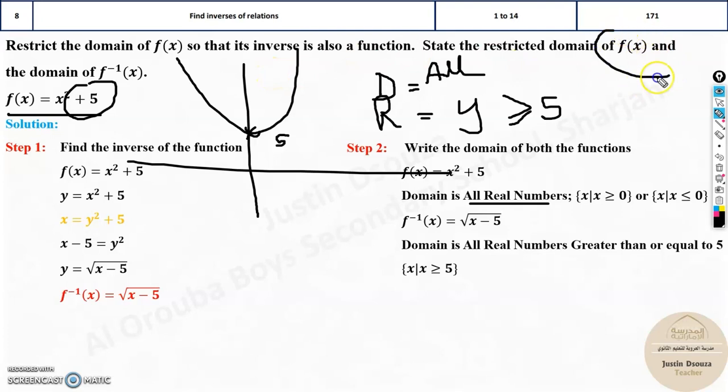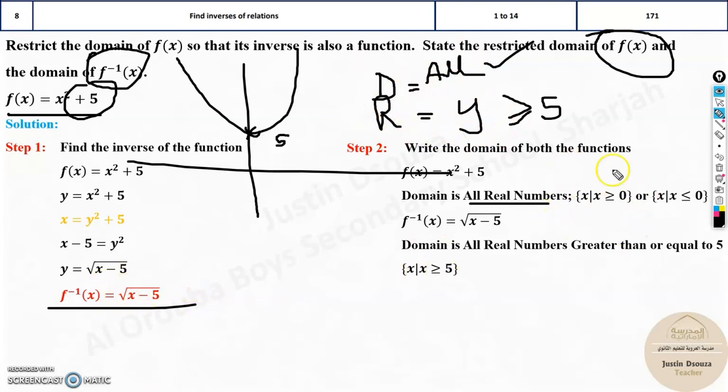They have asked the domain of only f of x. What is it? All real numbers. Okay. What is the range? Sorry, what is the domain of the inverse function? The range of the given function which you solve is the domain for the inverse function. You can solve this and find it over here, but you do not need to do that. Why? Because the range of this particular function is itself the domain of the inverse function.